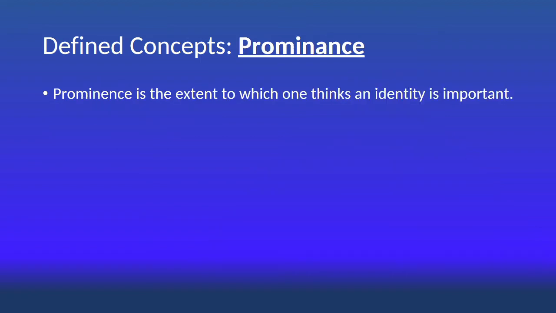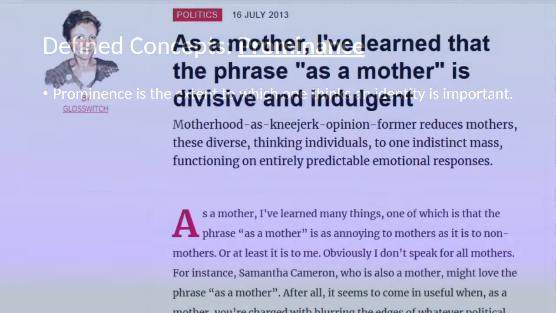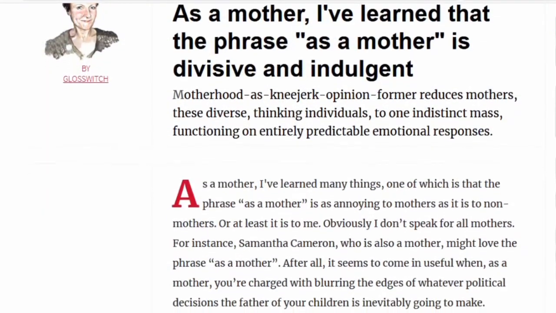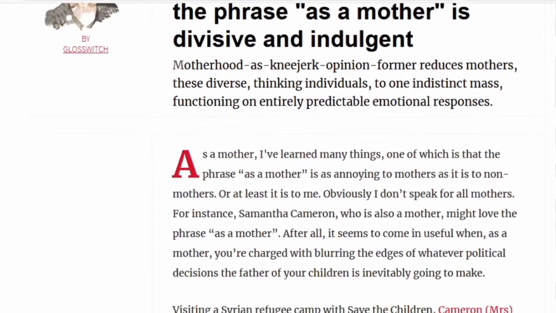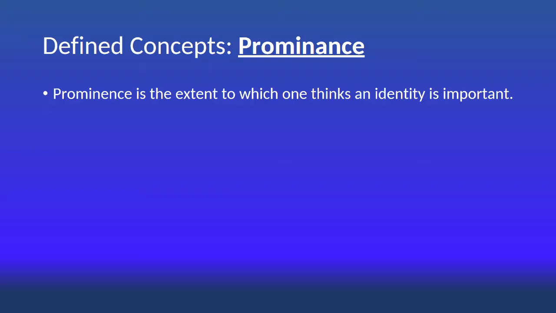Identities that are very prominent for a person are very important to that person. Often there will be a lot of overlap between prominent and salient identity. Do you know someone that constantly brings up an identity even when they don't seem that important to the situation? You can bet that identity is highly prominent to that person. But prominent identities are not necessarily salient.